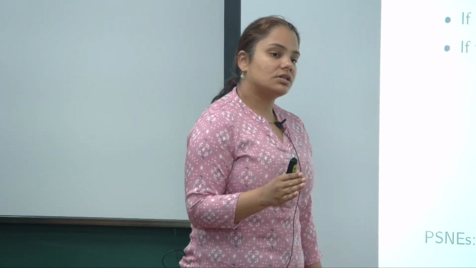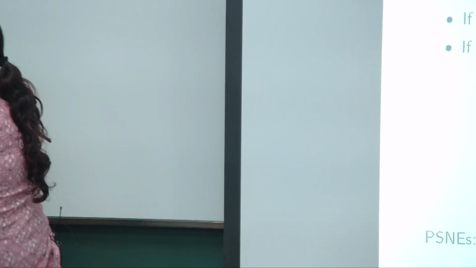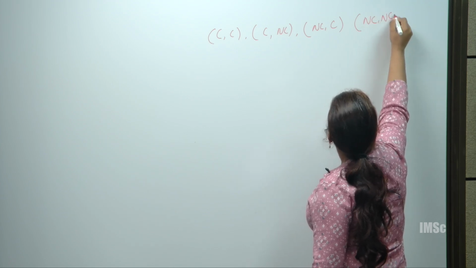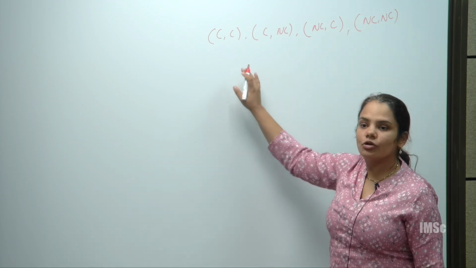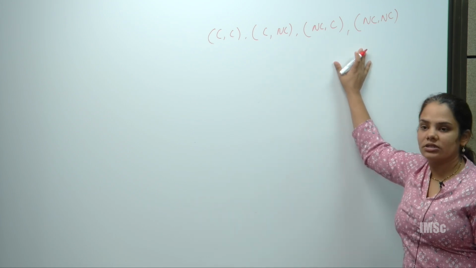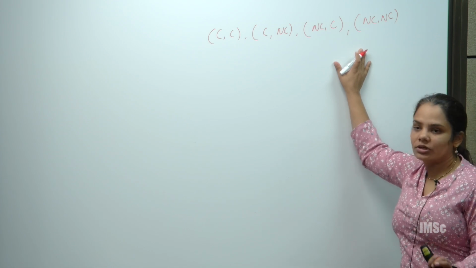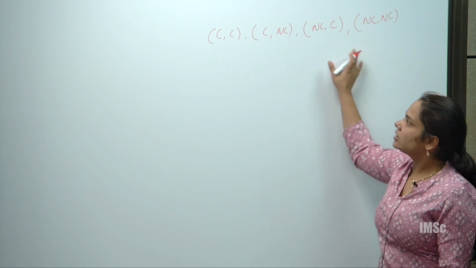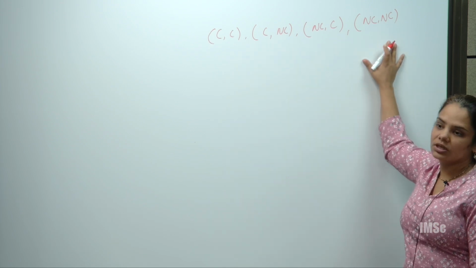And what is a correlated strategy? It will be the probability distribution over C, C; C, NC; NC, C; and NC, NC. Any probability distribution over these 4 profiles would be my correlated strategy, whether it is giving good utility or bad utility does not matter.